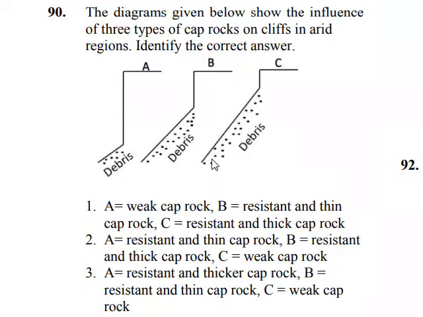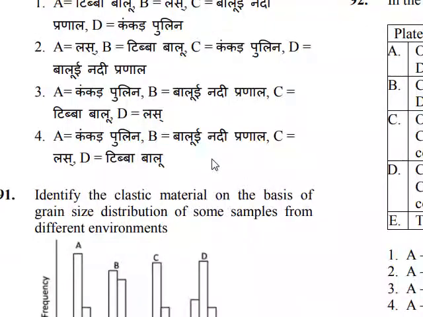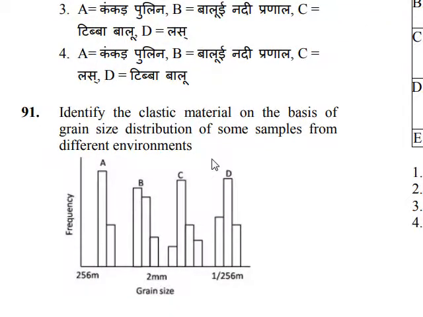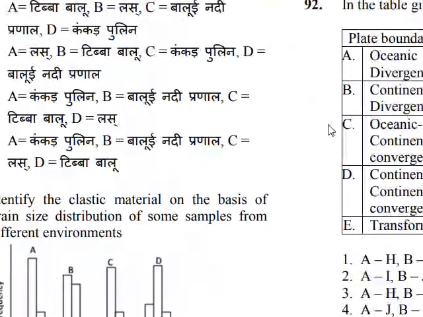So you can see in the answer, the resistant and thicker cap rock is correct all the time. Then B is the resistant and thin cap rock, then weak cap rock. So option 3 is the correct. Next.